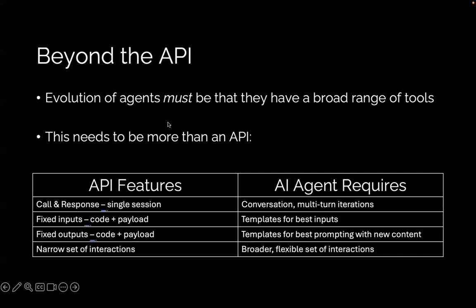But the thing is, agents are going to have to be using a broad range of tools and using the tool well, using the tool in kind of an AI native way. APIs aren't AI native, they're cloud native. So the way they work, of course, is call and response. I ask for a thing, it gives me a thing. It has no memory of what I asked for before, unless you've given it that. Usually they don't. It's fixed input, fixed output, code plus a payload, a narrow set of instructions, and it tells you the things it can do in its documentation.